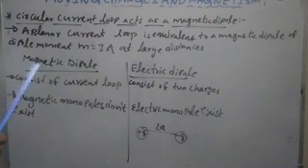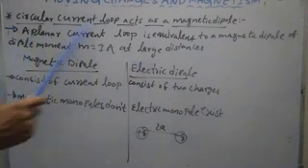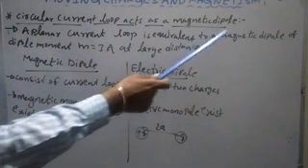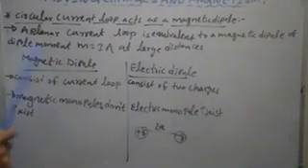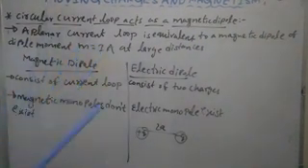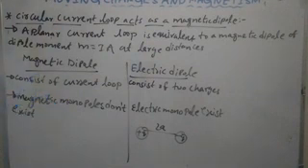Okay, so next, what is that? A planar current loop is equivalent to a magnetic dipole of dipole moment M is I into A. At what distance? Large distances, where we take x very much greater than R. At large distances, a planar current loop is equivalent to what? A magnetic dipole. So for that, one side is a north pole and one side is a south pole, so it acts like a magnetic dipole.